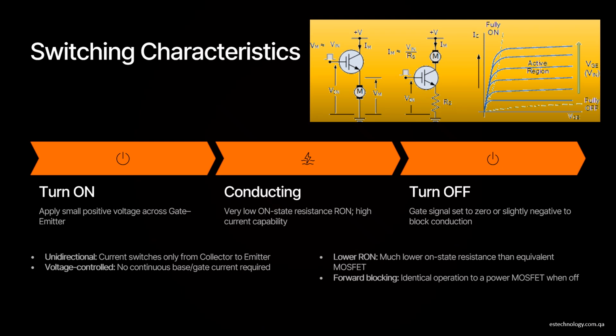Lower RON, much lower on-state resistance than an equivalent MOSFET. Voltage controlled, no continuous base or gate current required. Forward blocking, identical operation to a power MOSFET when off.